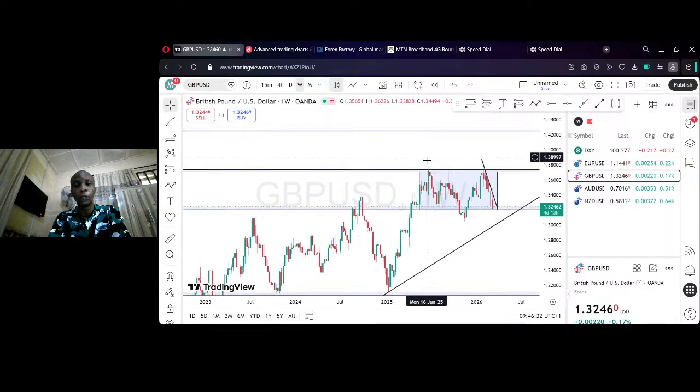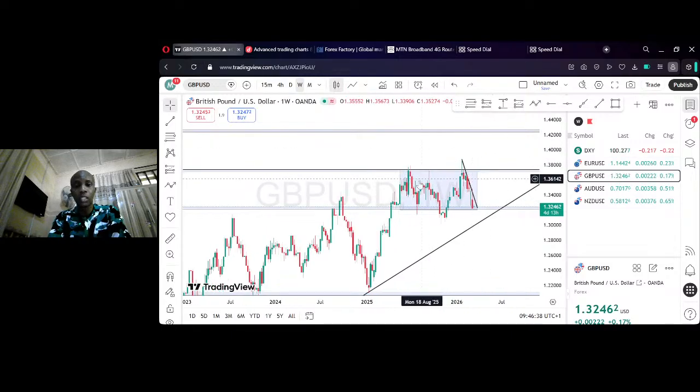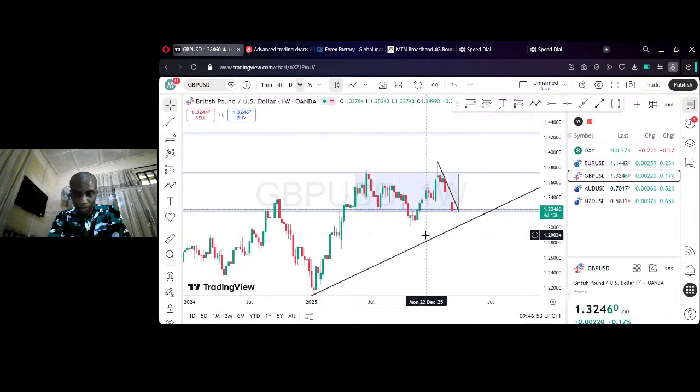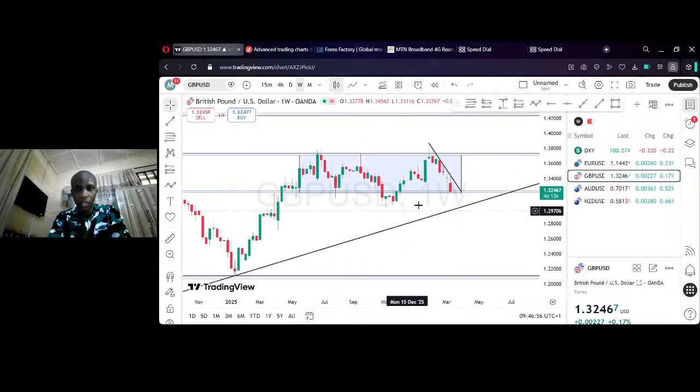This tells us that the sellers are defending this resistance firmly, strongly. Price came for the first attempt, it was rejected. It came again for the second attempt, it was also rejected, and it came again for the third attempt, it was also rejected. Price was just going up, down, up, down, up, down in a range.